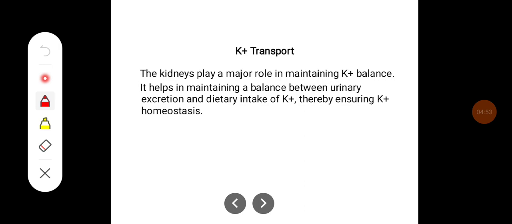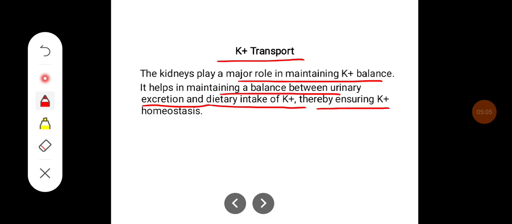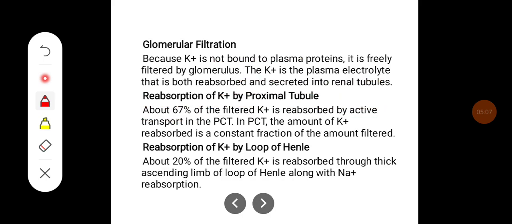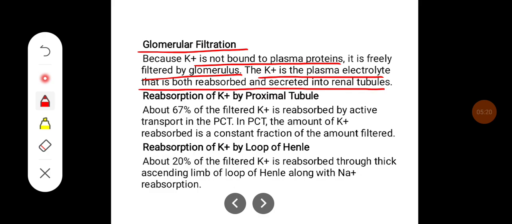Coming to potassium handling. The kidneys play a major role in maintaining potassium balance. It helps in maintaining a balance between urinary excretion and dietary intake of potassium, thereby ensuring potassium homeostasis. Glomerular filtration. Because potassium is not bound to plasma proteins, it is freely filtered by the glomerulus. Potassium is the plasma electrolyte that is both reabsorbed and secreted in the renal tubules.